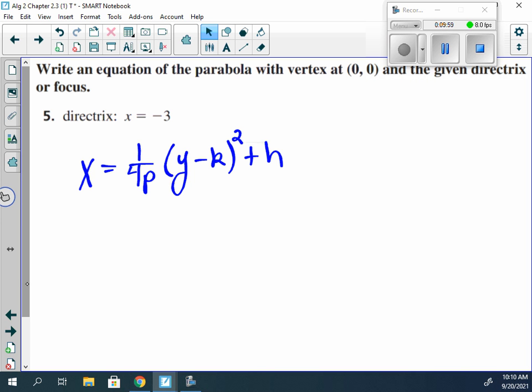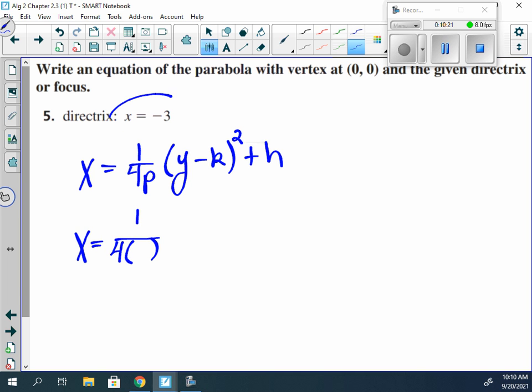Well, for number 5, they just told us the directrix. Did they tell us the vertex there? Oh, yeah, it does. Well, not there, but up in the main part of the problem, it says the vertex is 0, 0. You got to read the directions. So that means, well, we don't know exactly what p is, but probably it is going to come from right there. But I know the value of h and k. They are both 0.